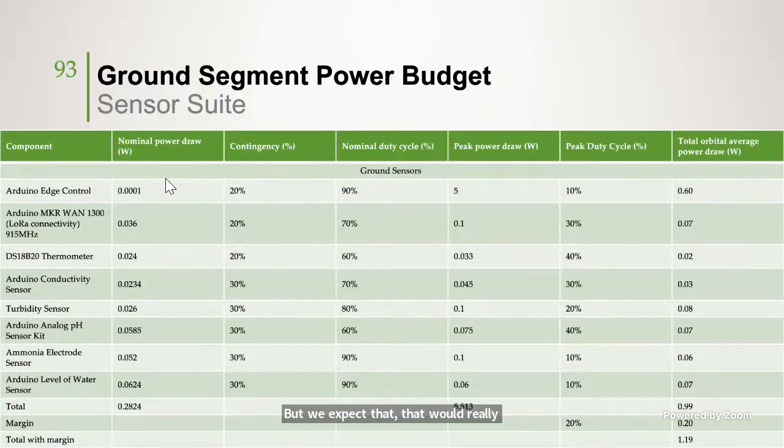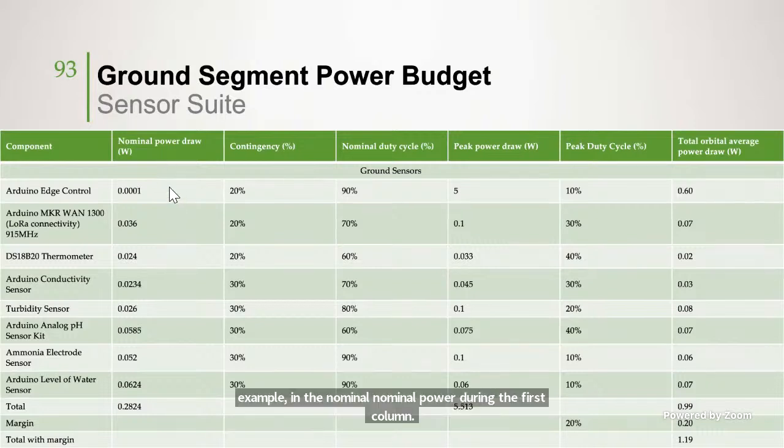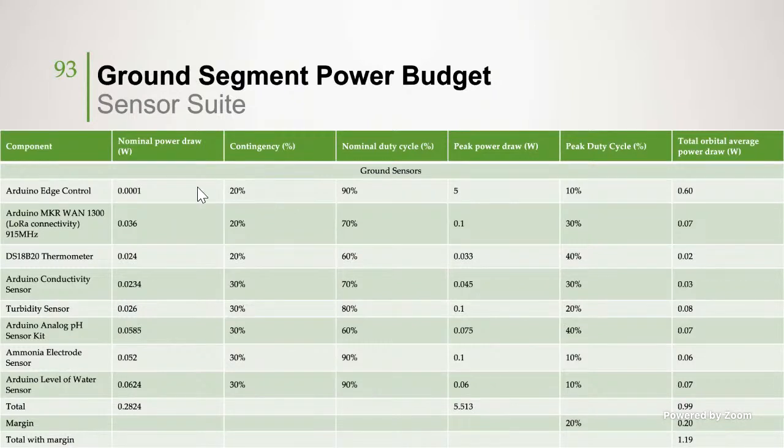Now, according to our next, the power budget for the sensor suite, the sensors we're going to use, we took into consideration the time which the sensors will be active and the power that will be in idle mode. For example, the nominal power draw in the first column calculates the power used for each sensor during its idle mode, which is not really working. We put a contingency rate of 20% for the first one, for example, and the range lies from 20% to 30%.